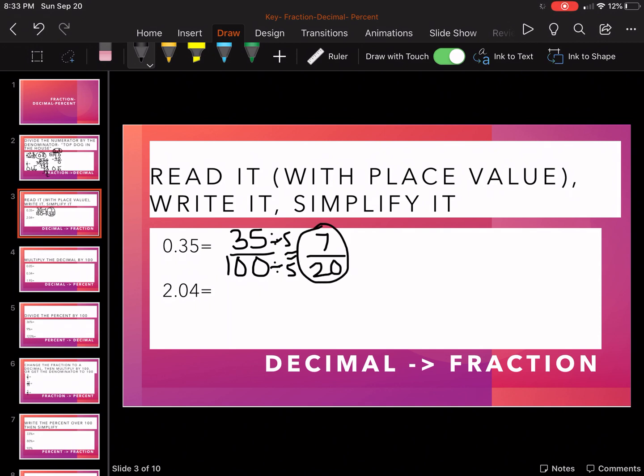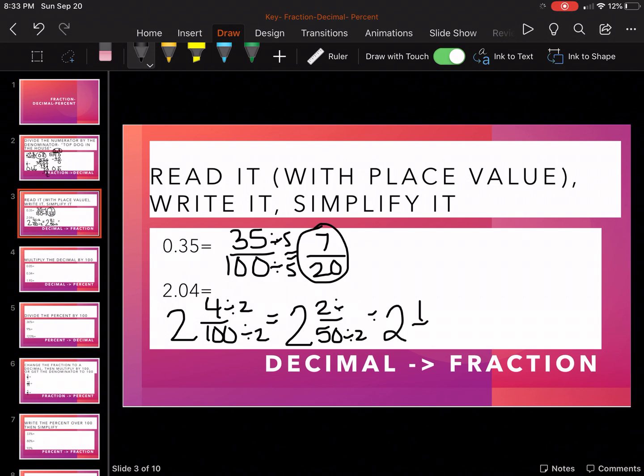So the next one is 2 and 4 hundredths. Hundredths, not tenths, hundredths. Remember, tenths and hundredths. I can divide both by 2. And I get 2 the whole number and 2 50ths. And those actually can be divided by 2 again. So that's 2 and 1/25. Okay, make sure you get it in simplest form.